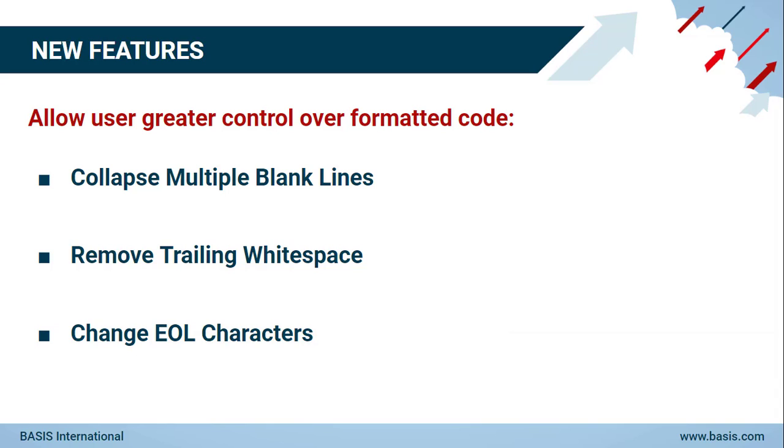As a step in the right direction, we've added the ability to go through and collapse multiple blank lines into one, remove all trailing white space at the end of each line, and change all end-of-line characters to a specific type that is set in the user preferences. Let's look closer at each of those features.